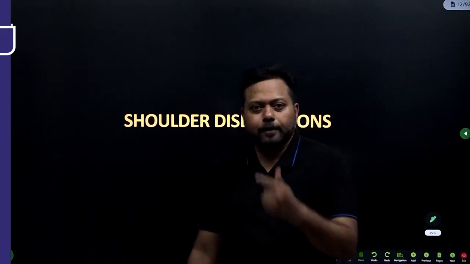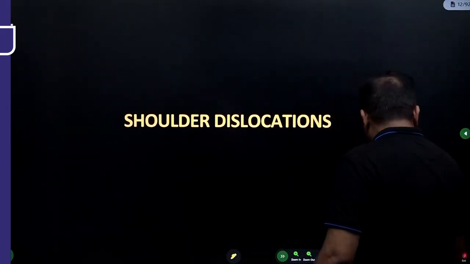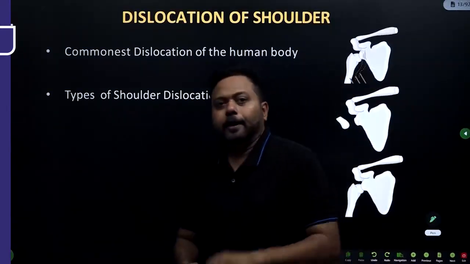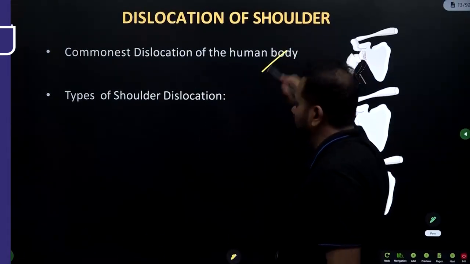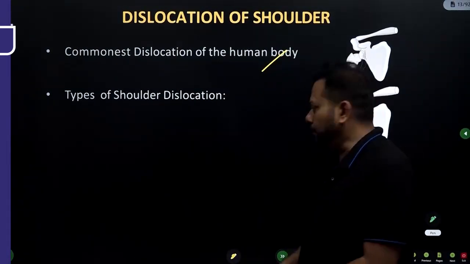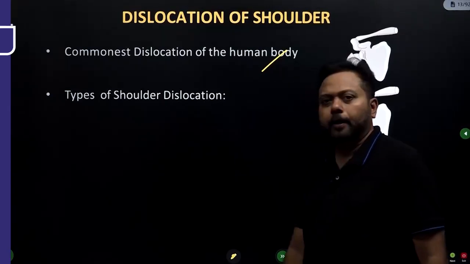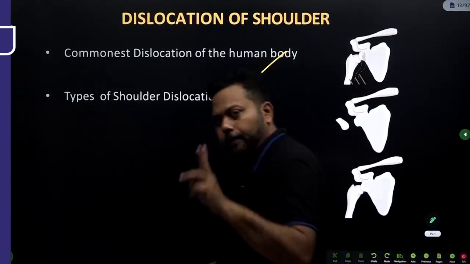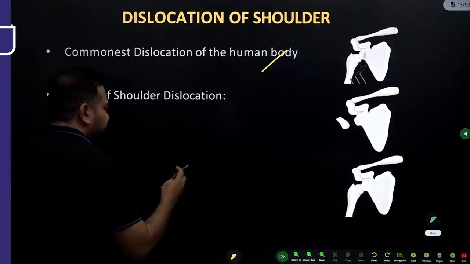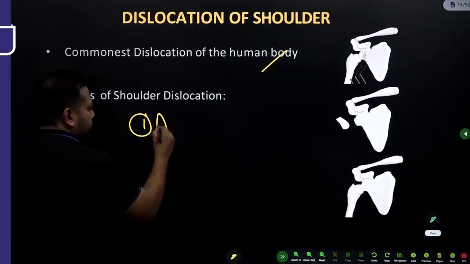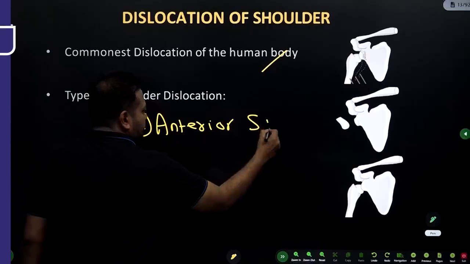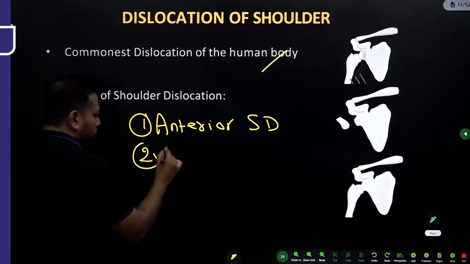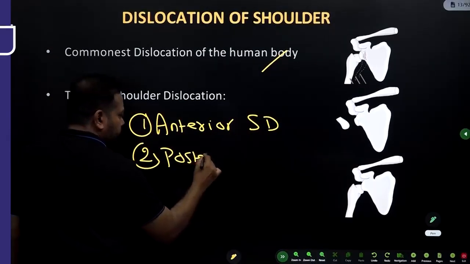Dear friends, we'll see the next topic, shoulder dislocations. There are 65 joints in the human body. The most common joint to undergo dislocation is the shoulder. The commonest dislocation of the human body is the shoulder. Shoulder dislocation is divided into 3 types. Number 1, anterior shoulder dislocation. Number 2, posterior shoulder dislocation.